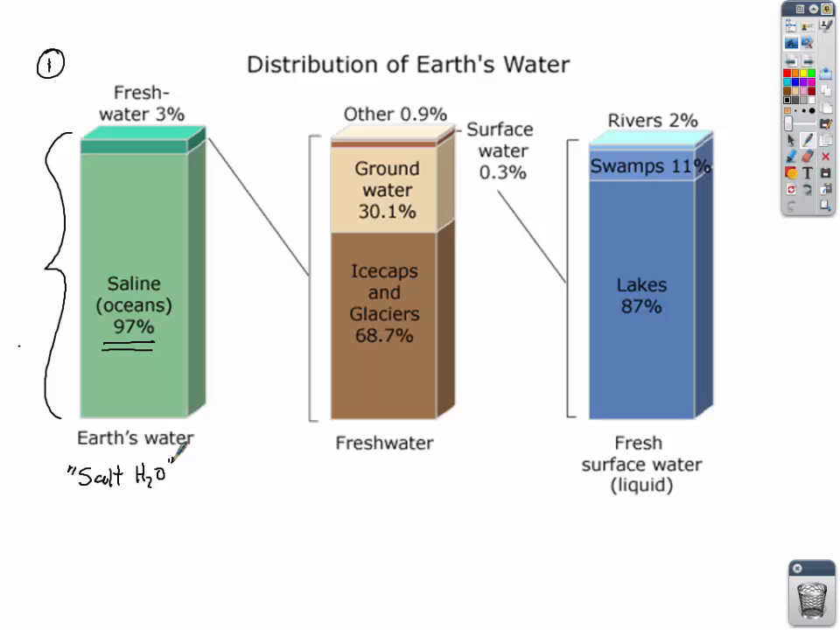That's unusable for drinking, for cleaning. At this point, desalination plants exist, but they're very costly, and it's economically unavailable at this point. So that leaves 3% of the Earth's water as fresh water for us to use. But if you look at the next step here, most of that is locked up in ice caps and glaciers.